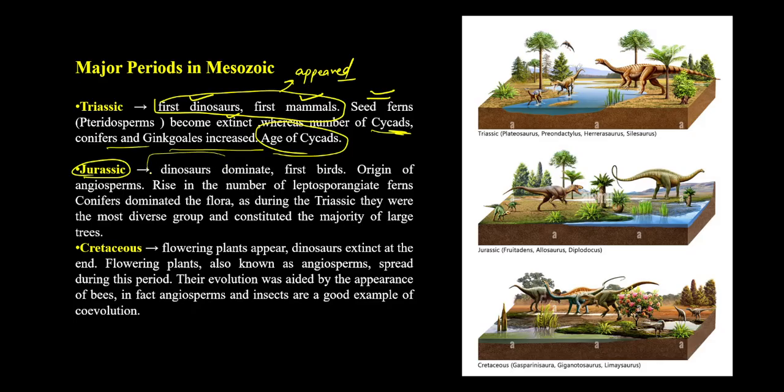In this particular period, dinosaurs dominated. The first bird also came into existence in the Jurassic period, and the origin of angiosperms was also observed in this period, along with a rise in the number of leptosporangiate ferns. Conifers dominated the flora, as during the Triassic they were the most diverse group and constituted the majority of the large trees. Here you can see large trees are there.